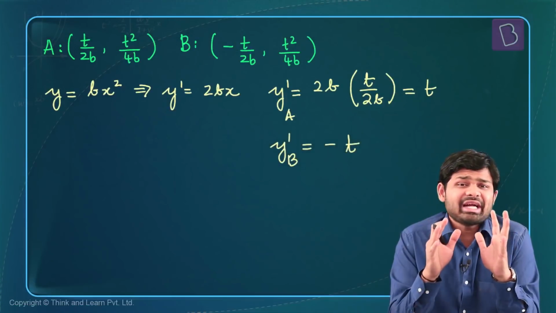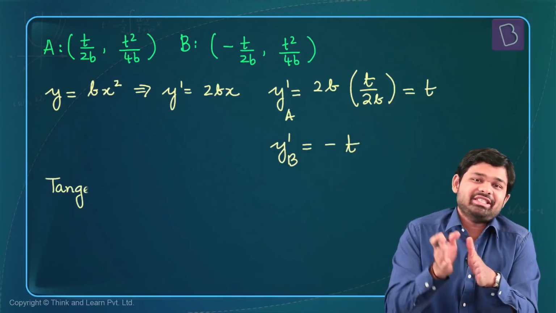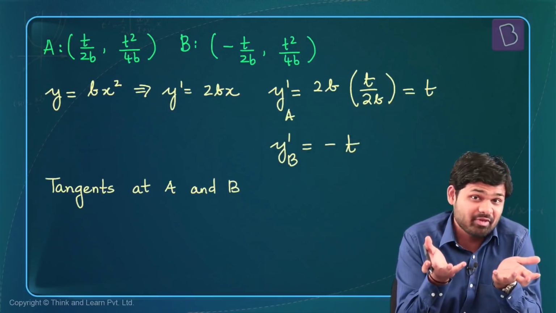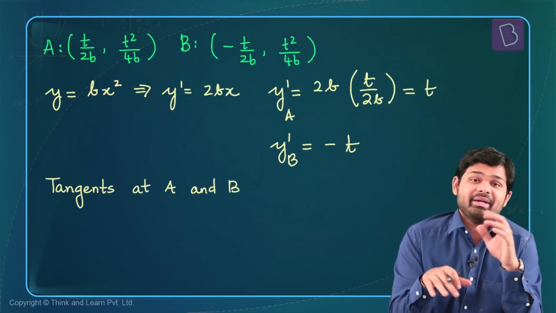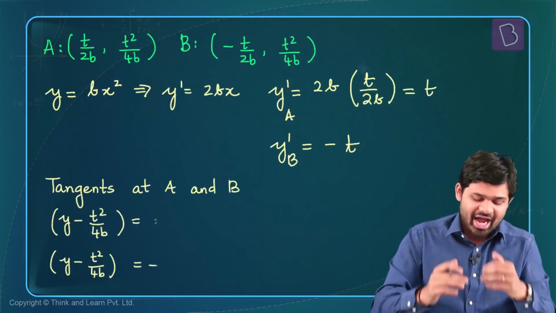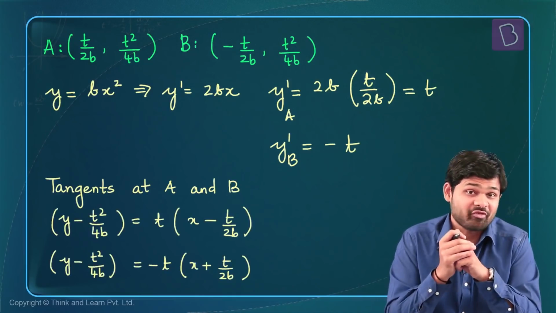Now I can easily write down the equation of the tangents at A and B. Very easy, because I know the coordinates of A and B in terms of the parameter. I also know the slope in terms of the parameter. So in terms of that parameter t, I can write down the equations of the tangents at points A and B. These are the equations of the tangents.